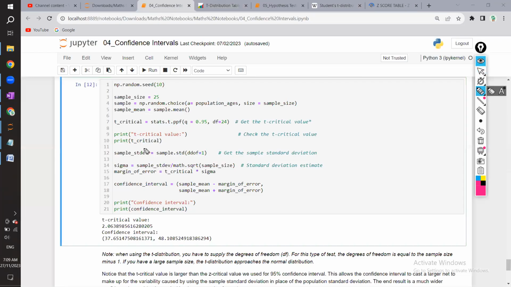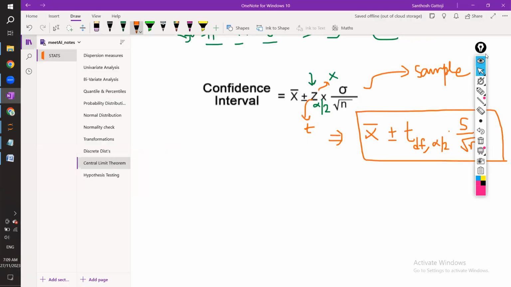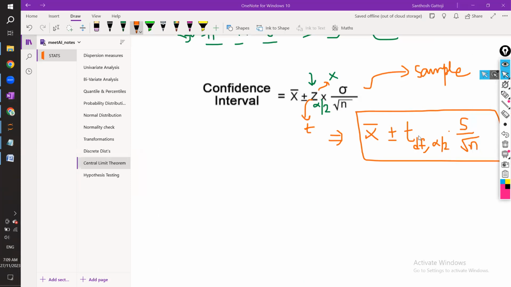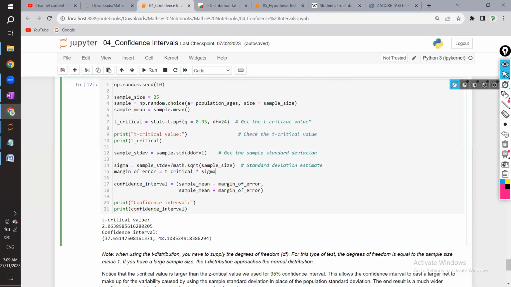Okay, fine. So after that the scenario is completely the same. Sample mean, what is this formula? x bar plus or minus this part. So what is this? This is the margin of error. Same thing we are going to do here: sample mean plus or minus margin of error, and margin of error is what? T critical into sigma. These are simple calculations which you can do. Finally, you will get the confidence interval values.